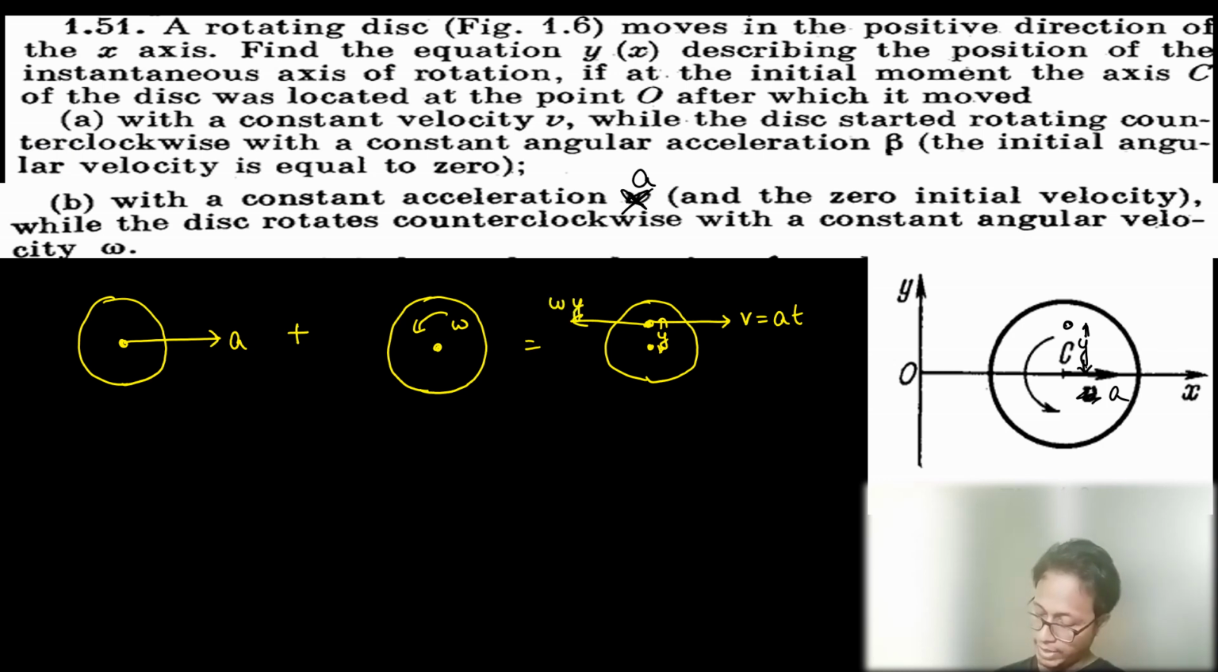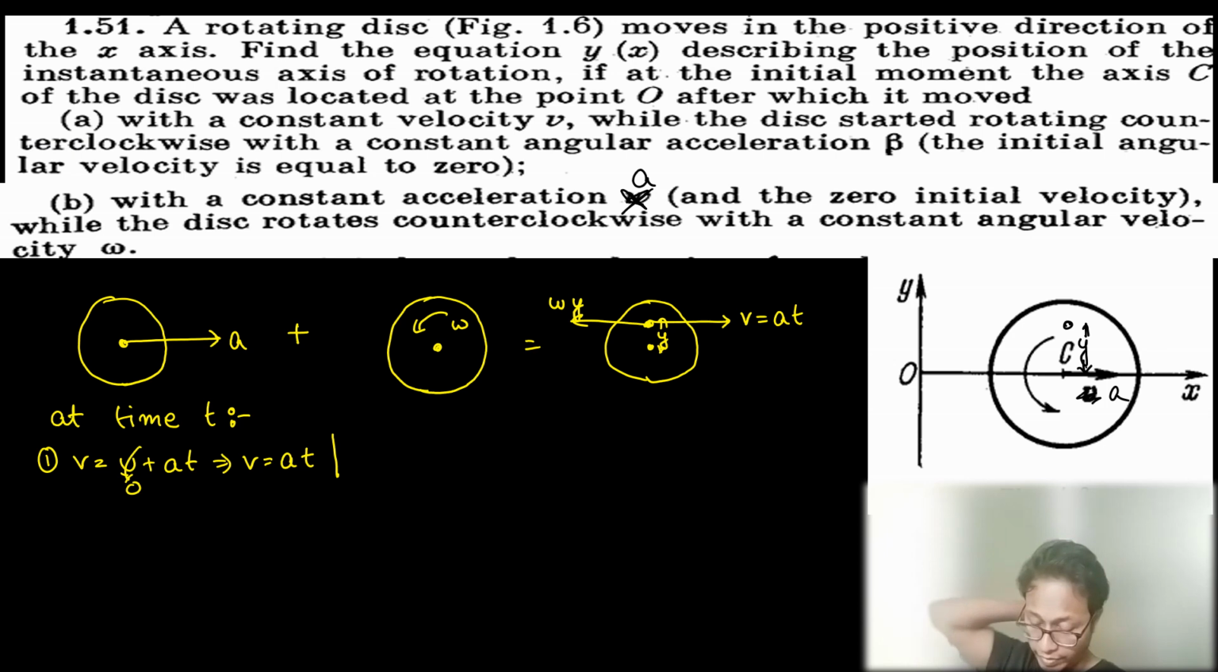Okay, so at a certain time t, what's the velocity? Velocity is equal to u + at, where u = 0, so velocity is equal to a into t. But we must express our answer in terms of x. Okay, y must be expressed in terms of x. So how do we incorporate x?